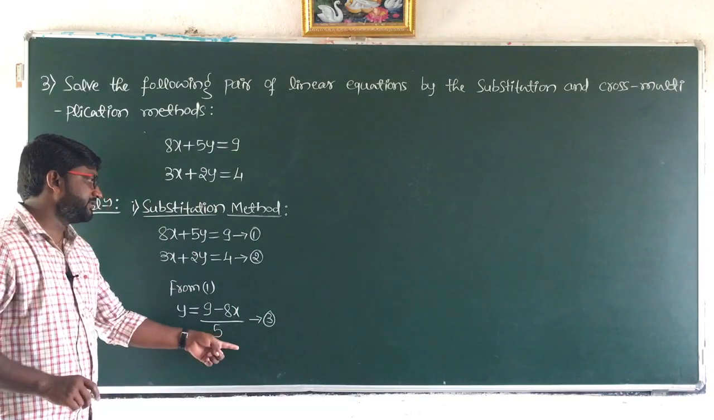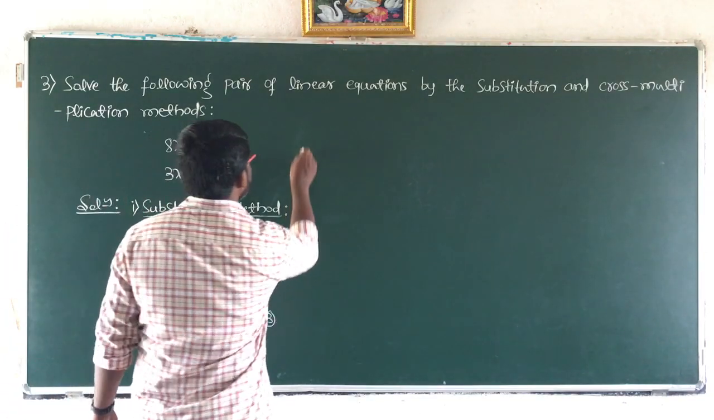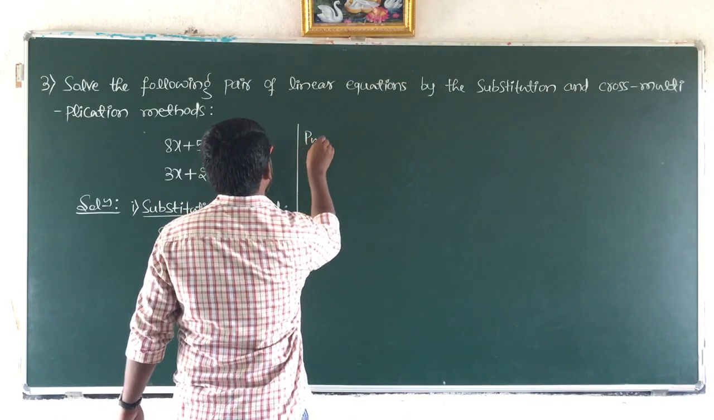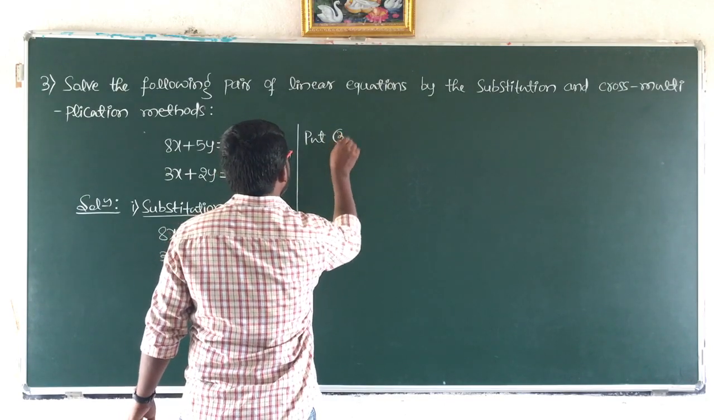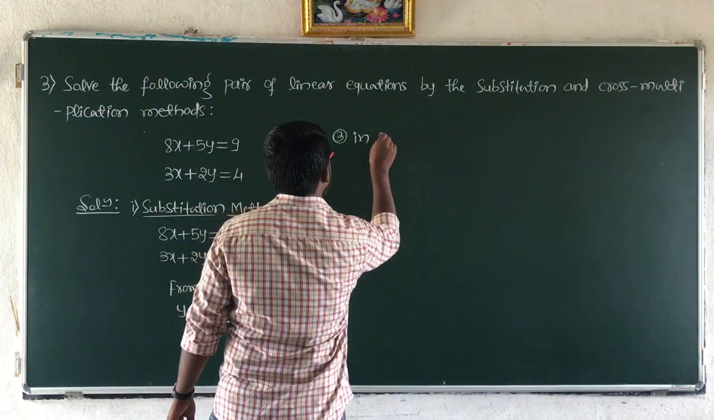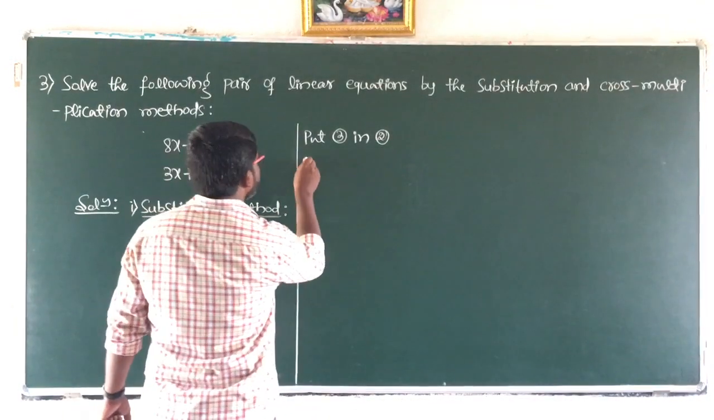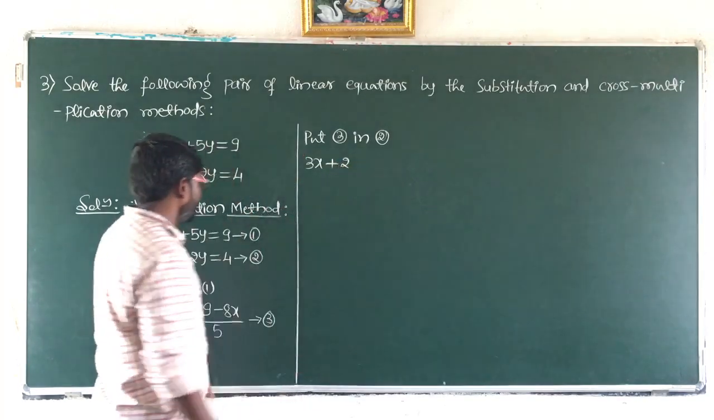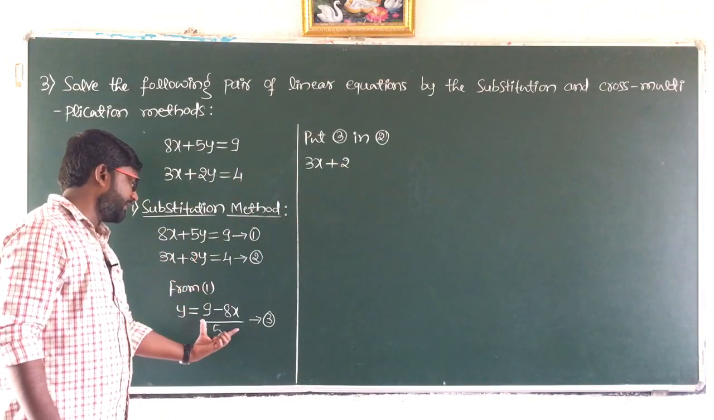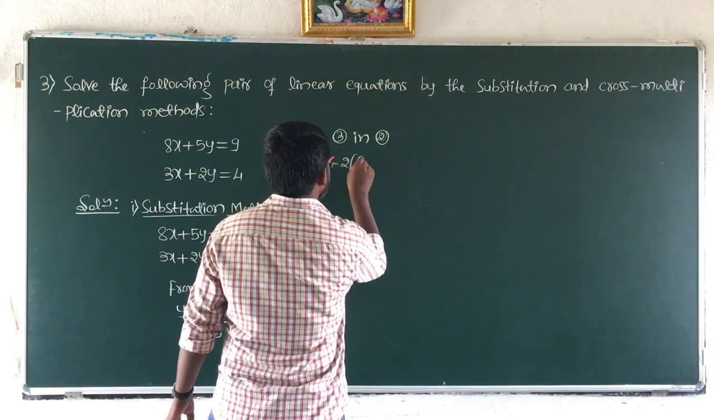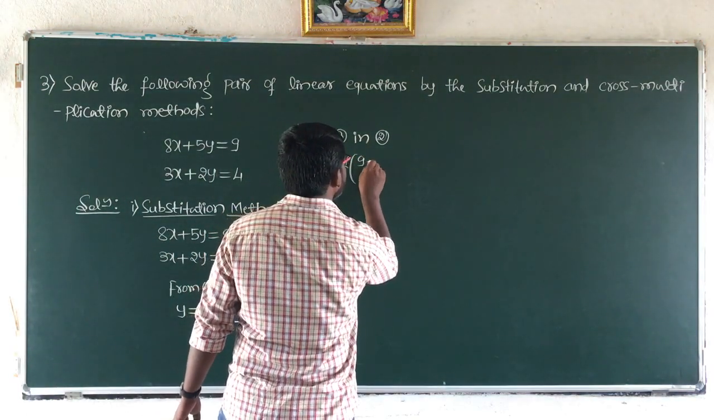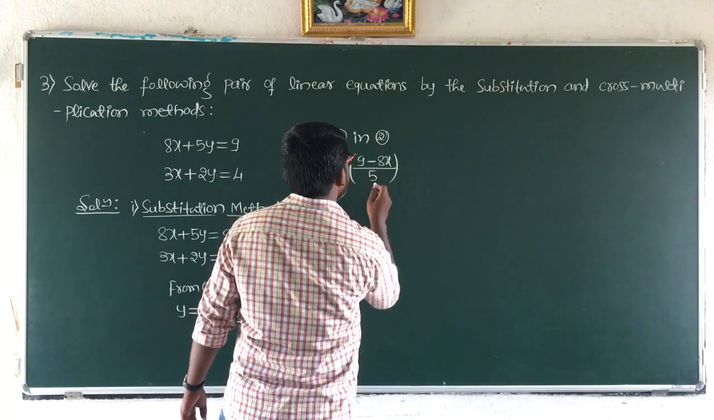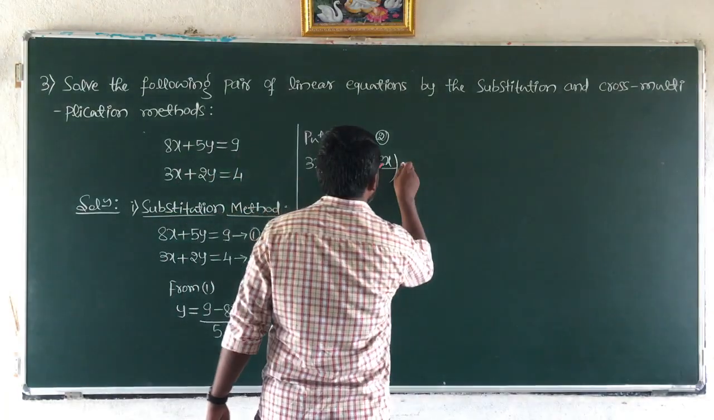Now we have to substitute 3 in equation number 2. Put equation 3 in equation number 2. So now 3x plus 2, I have written as it is. In place of y I have to write this: (9 minus 8x) divided by 5, which is equal to 4.